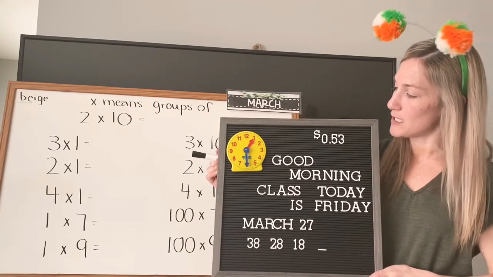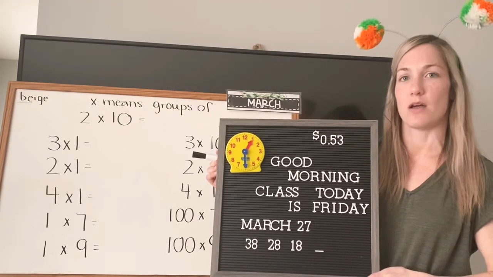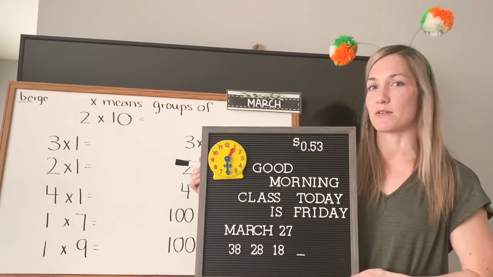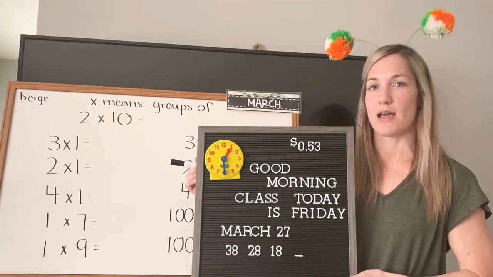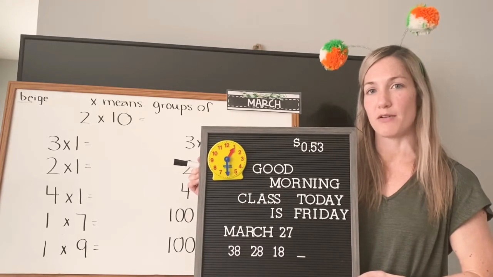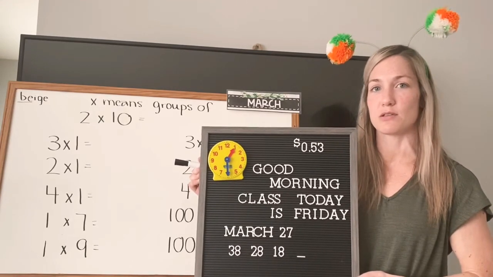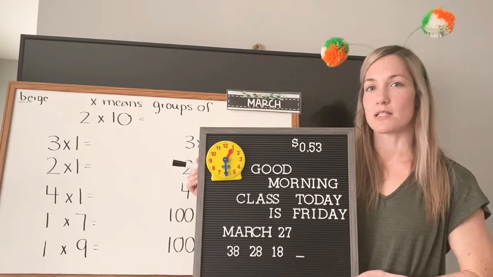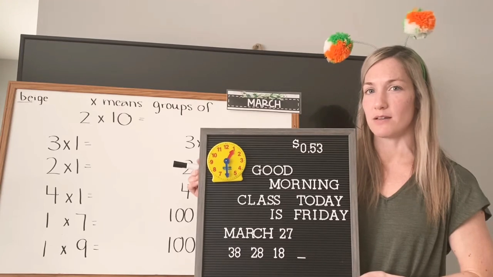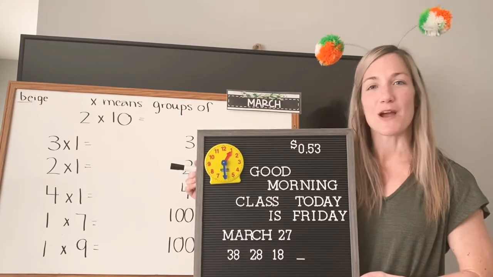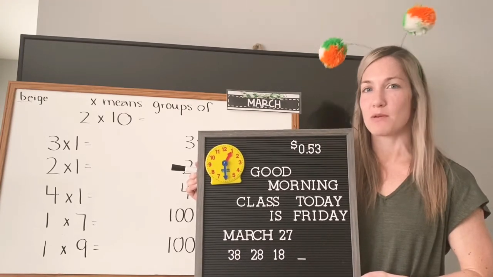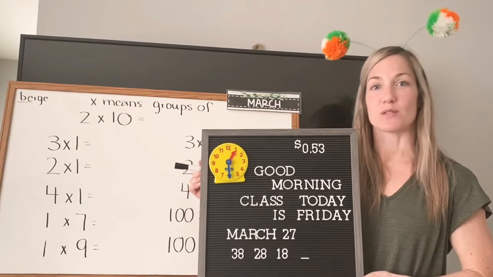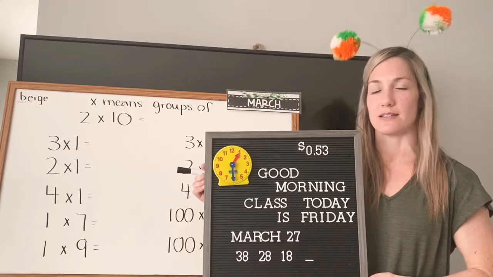I've put 53 cents on my board. 53 cents. Using the smallest amount of coins possible, how much change would you give Mrs. Agrell if you needed to make 53 cents? Well, yesterday we talked about a new coin. Do you remember what that's called? That's right, that's called a quarter. And how much is a quarter worth? That's right, a quarter is worth 25 cents.